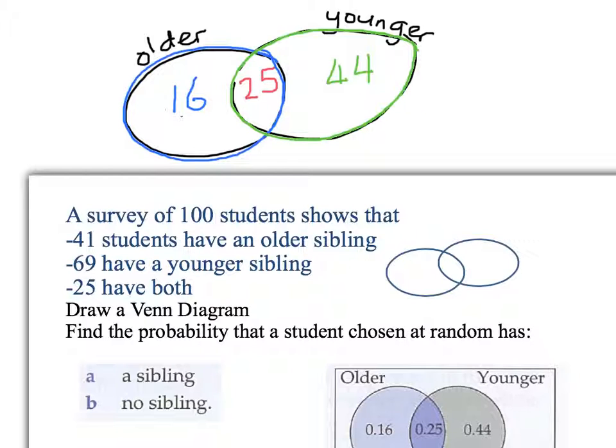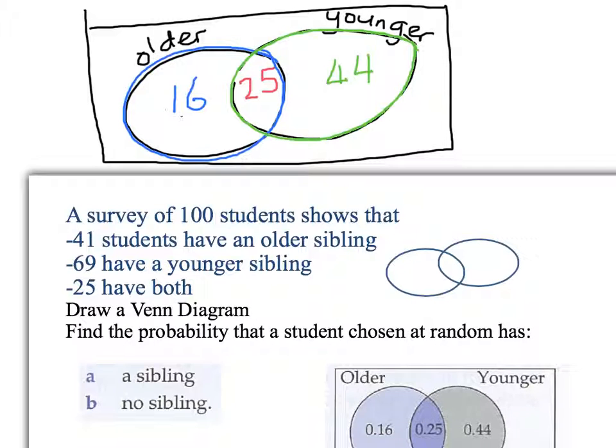And we were told at the beginning, so this is our larger set here, that in total there were 100 students. So we've already got 16 plus 25 plus 44, so that's 85 students in the circles. So if there's 85 in there, that leaves us with 15 that do not have any siblings.